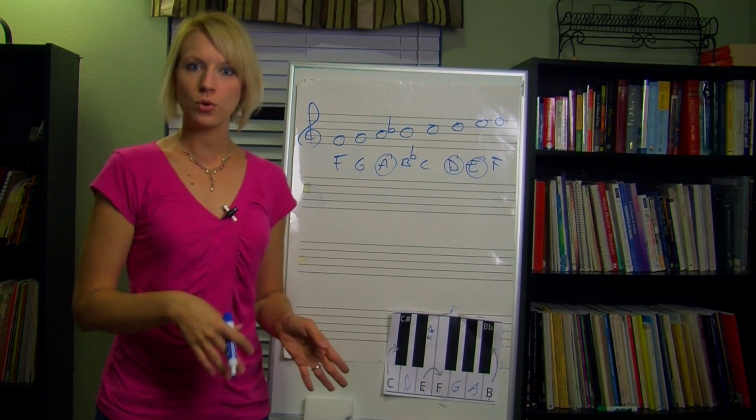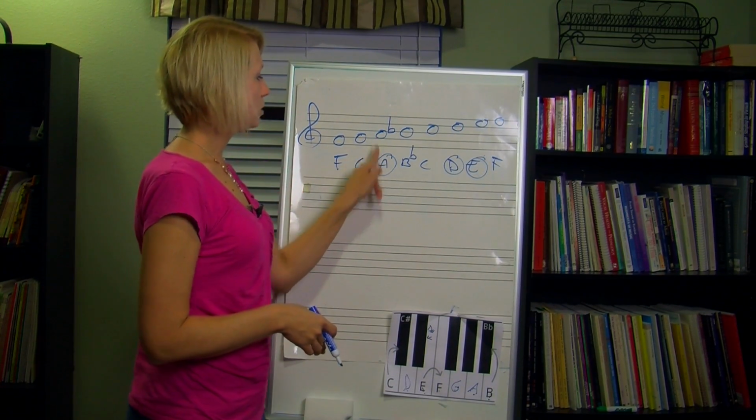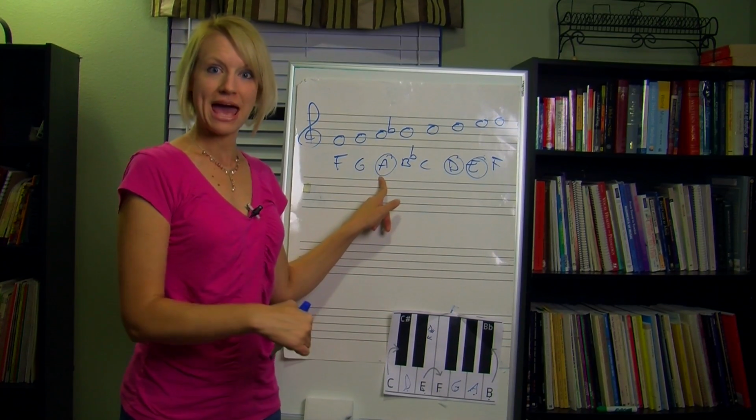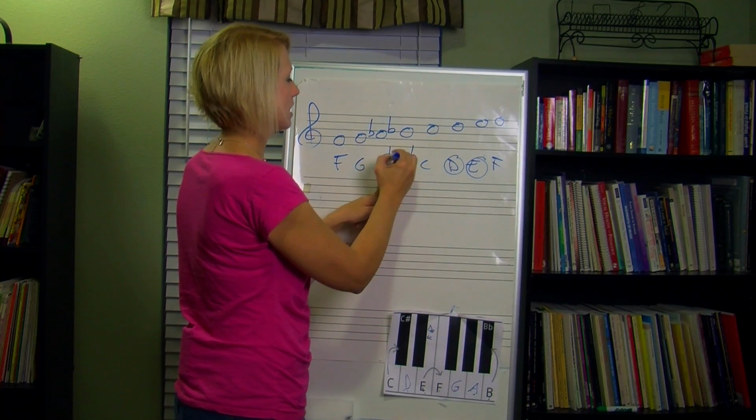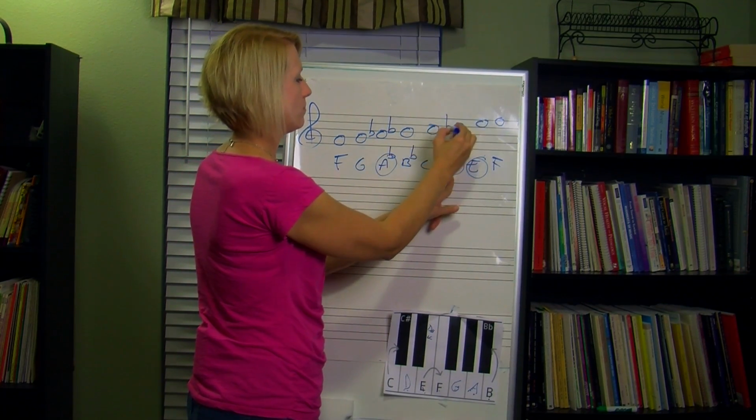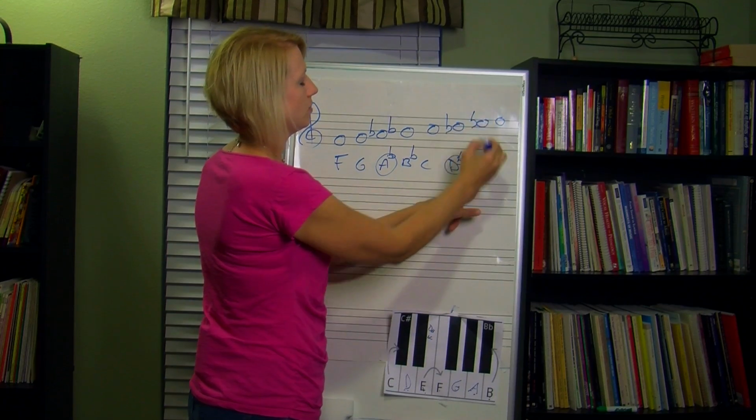Now, when I say lower, that means if it's a regular letter like this A, to lower it by a half step, what am I going to put on there? I'm going to put a flat on there. So my D, same thing. I'm going to put a flat on there. E, put a flat on there.